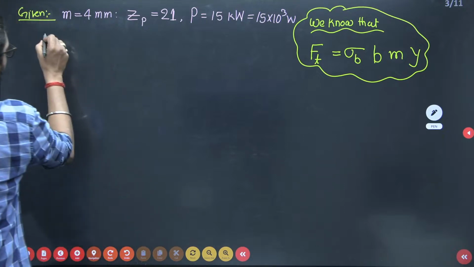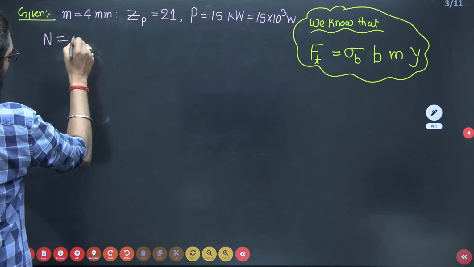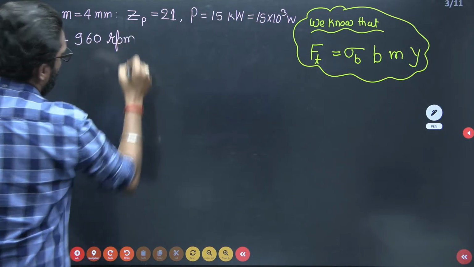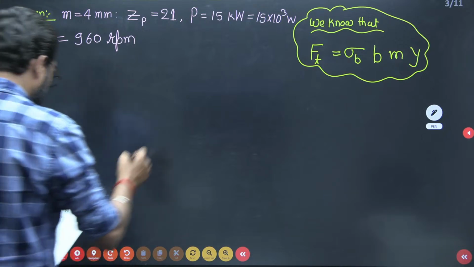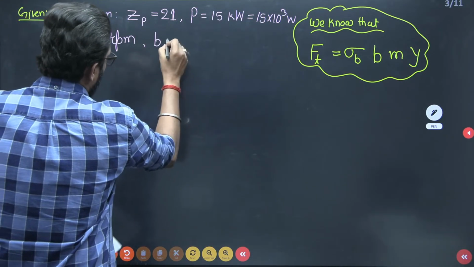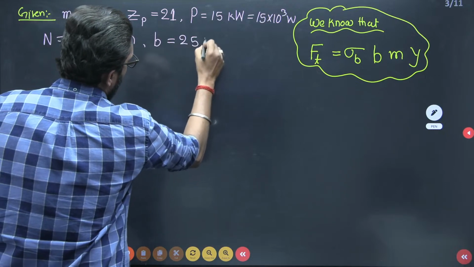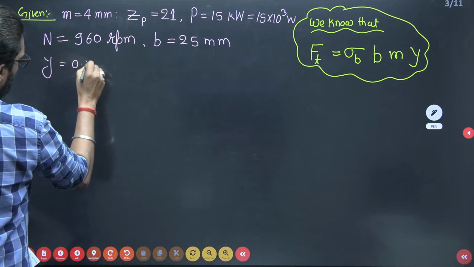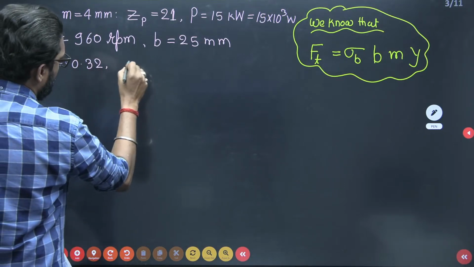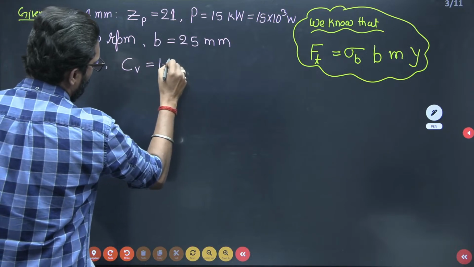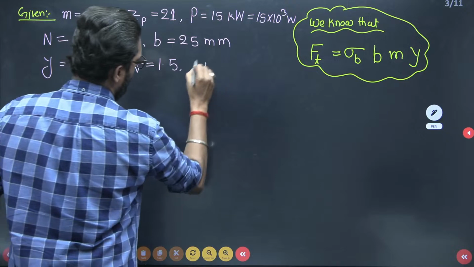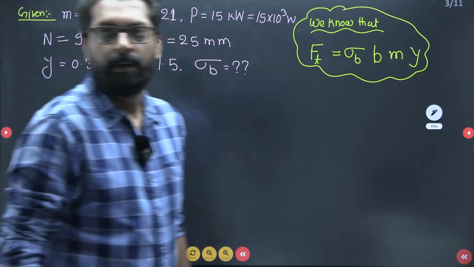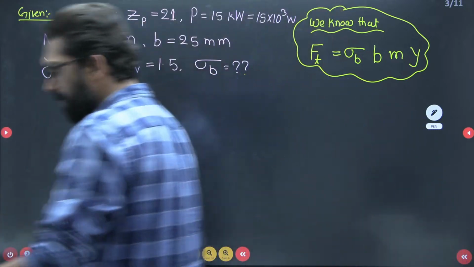Okay, in RPM it is given 960 RPM. Okay. Face width is given 25 mm. These all values are given. Lewis factor is given 0.32, and coefficient of velocity 1.5. You have to find beam strength. Okay, beam strength we have to find.